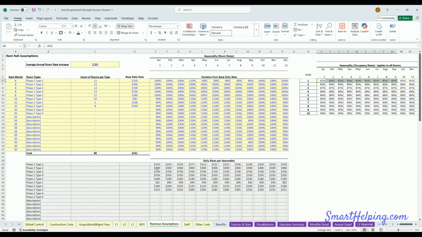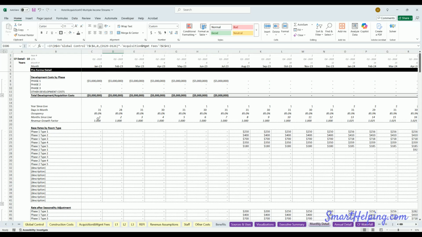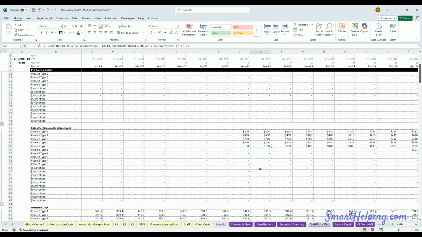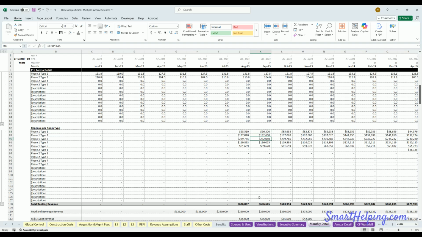So those are your booking revenues. That's how you'll define that. And you can also define the average annual room rate increase. So this will apply to these initial numbers and then increase by 2.5% per year in this case. You can see on the monthly detail, we have our revenue growth factor right there. That's driving all that. And here's the calculations actually happening from everything I just went through on that revenue section, and that gets you your booking revenue.